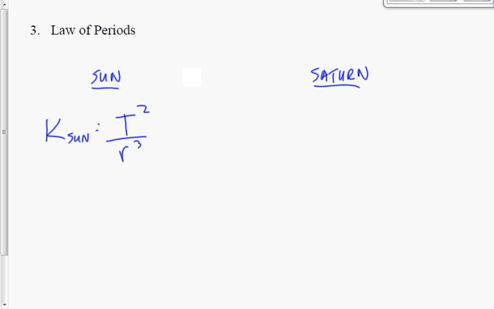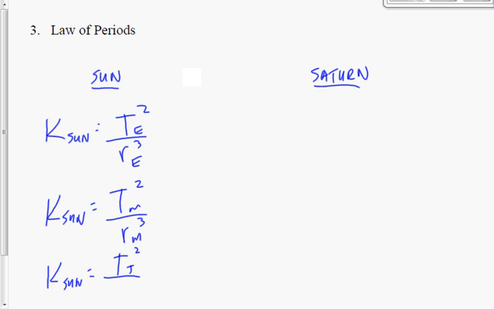What's T? Well, T is the period of revolution. The period of revolution of what? Well, it could be the period of revolution of the Earth over the radius of revolution of the Earth cubed. Or it could be, for that matter, the period of revolution of Mars squared divided by the radius of revolution of Mars cubed. It could be, for that matter, the square of the period of revolution for Jupiter divided by the cube of the radius of revolution for Jupiter.